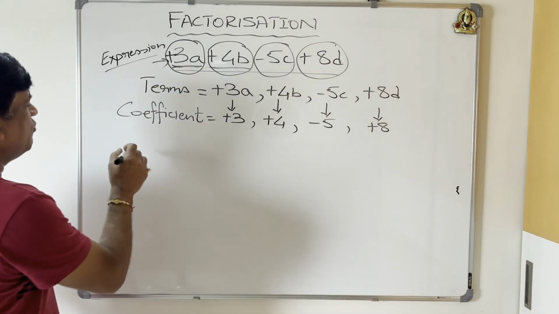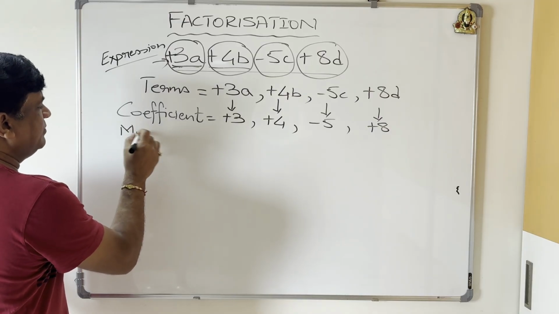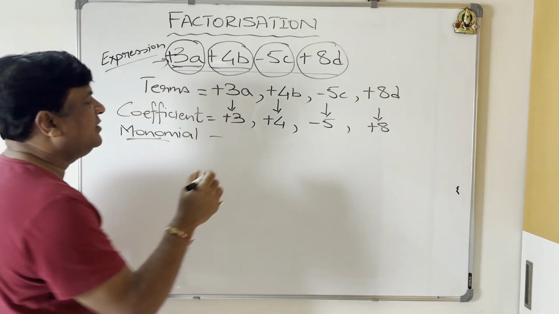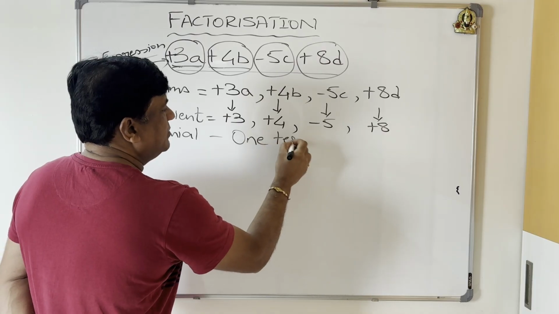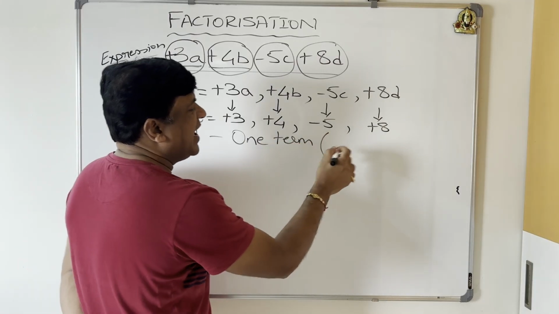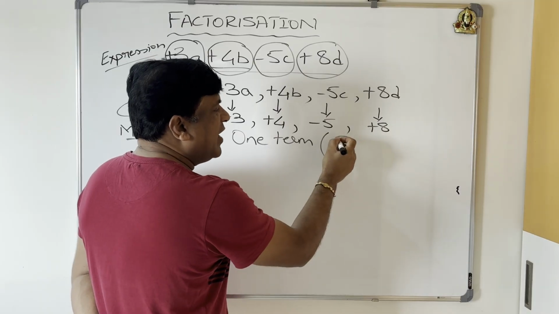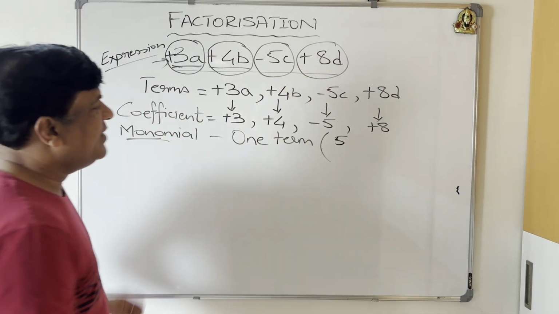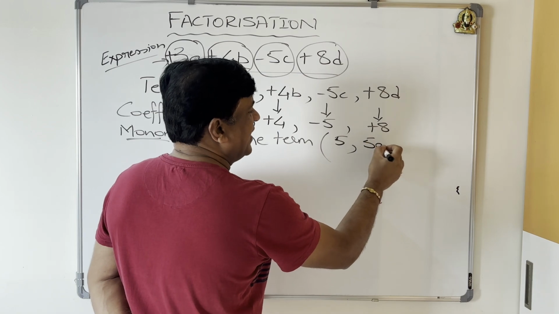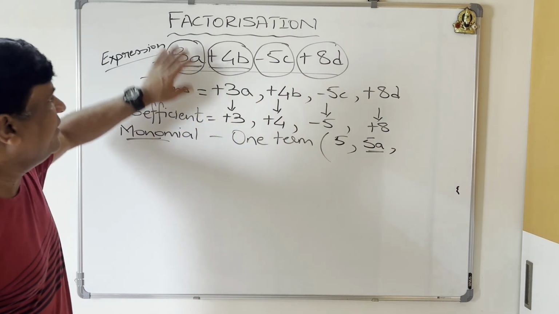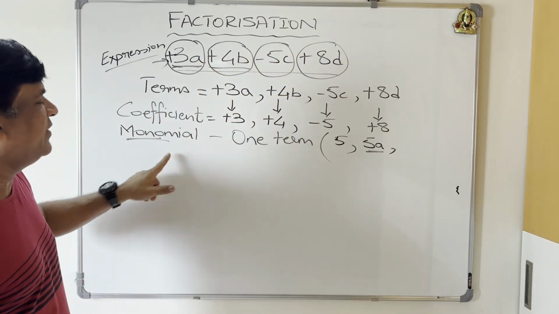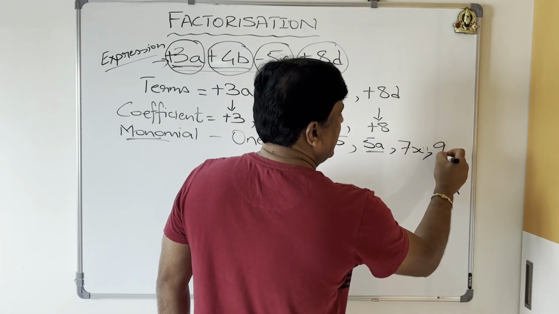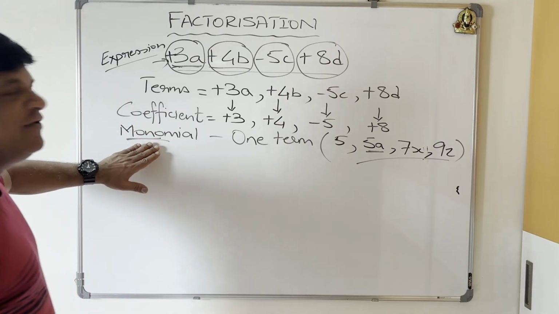Now, what do you mean by a monomial? The word mono means one term. For example, you can always have something like 5. It is one term. Only the number 5 can be termed as a monomial. Similarly, if you have an expression say 5a, it's only a single term. It's known as a monomial. Like 7x, 9z, like this. These are known as monomials.